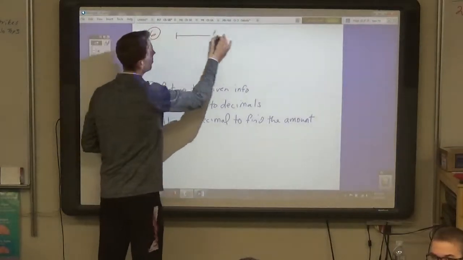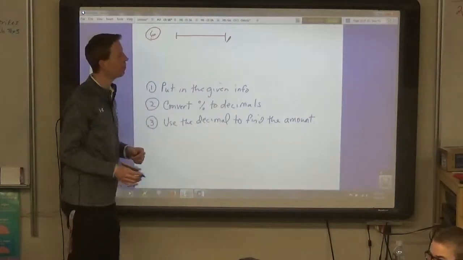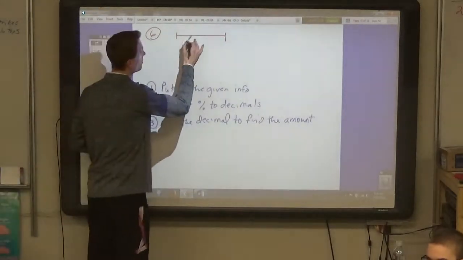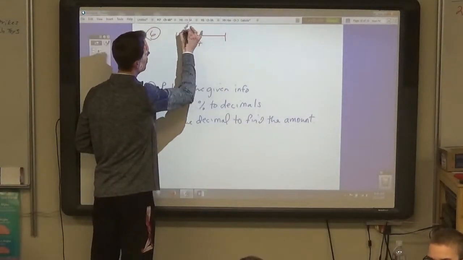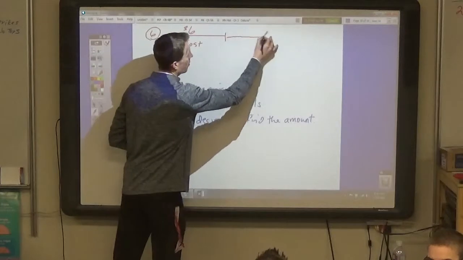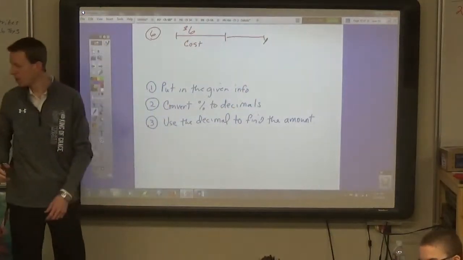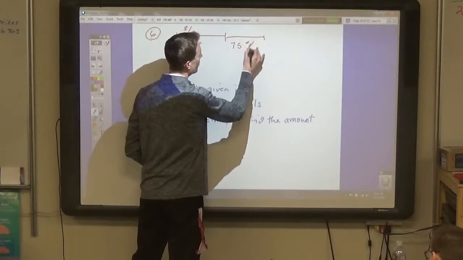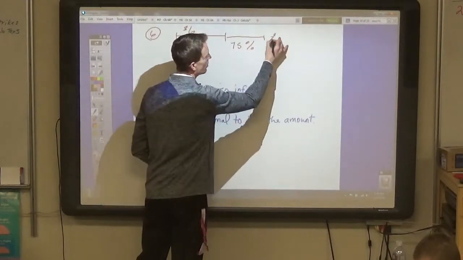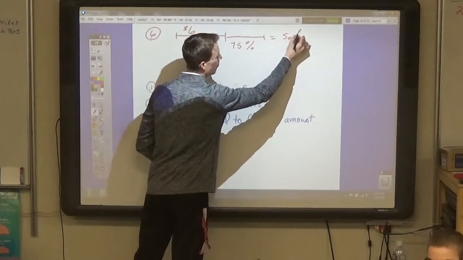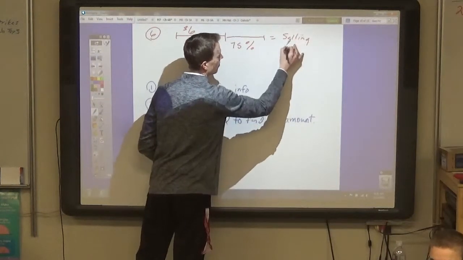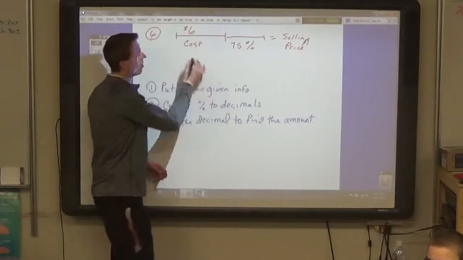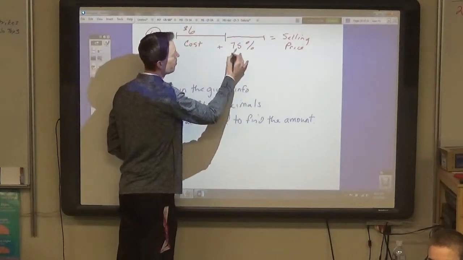Everyone knows it's 3 months. So the cost is $6. The markup is 75%, and that equals the selling price. Right? Cost plus the markup.